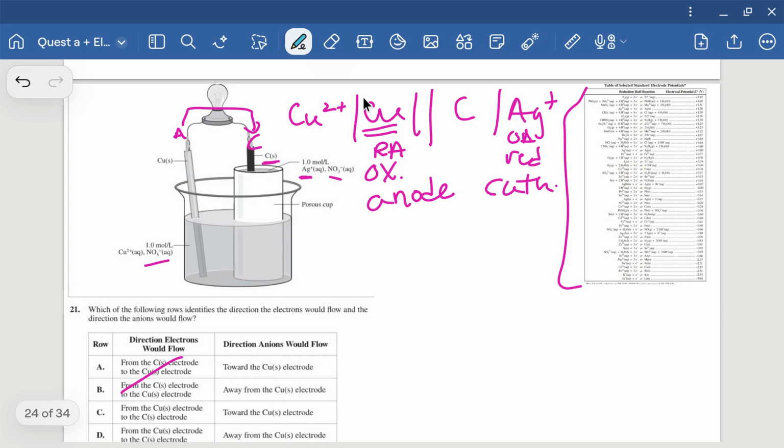And then looking at the rest, when it's talking about the directions of anion flow, this is just our theory question. Anions always flow towards the anode. So they're going to flow towards the copper electrode, because that is your anode. So this one is C.